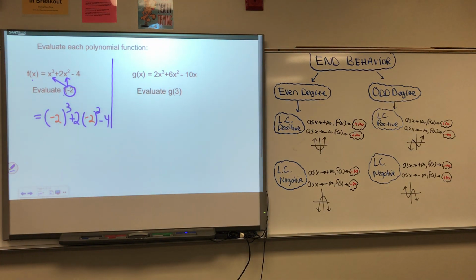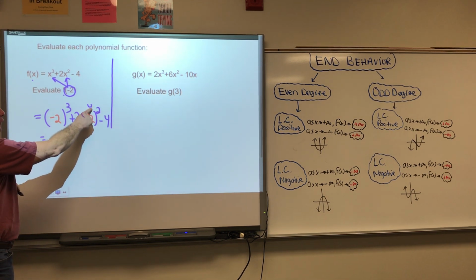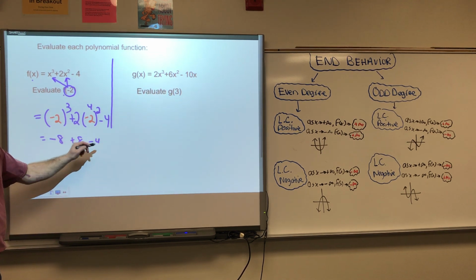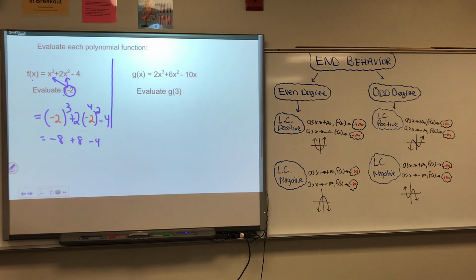Okay? It's really, really important, I think, to write those in parentheses. And then I'm going to evaluate it. Notice the negative is also in the parentheses, so if you did this on your calculator, it'd have to be parenthesis -2 cubed, which would be -8. -2 squared is 4, +4, times 2 is another 8, and then -4. Okay? -8 plus +8, they cancel out, and we just get -4.